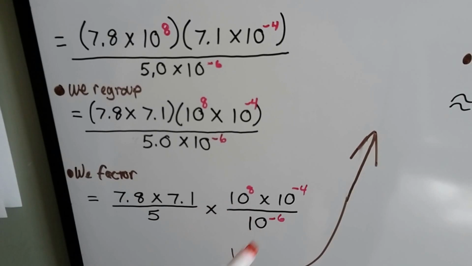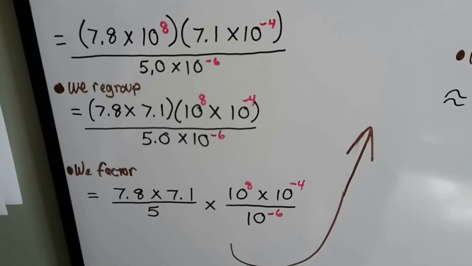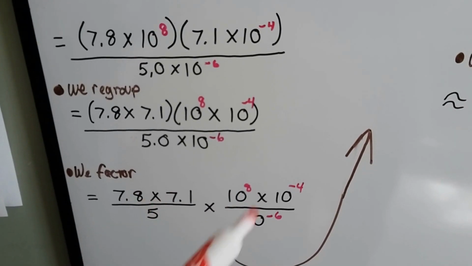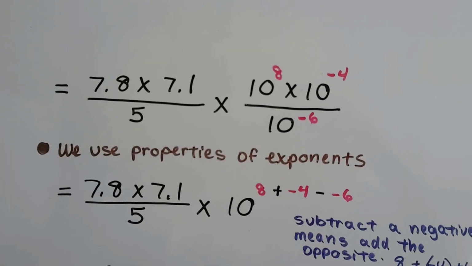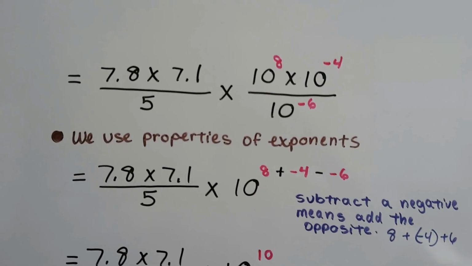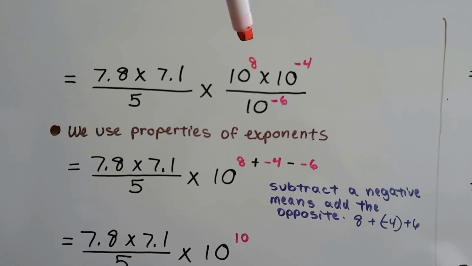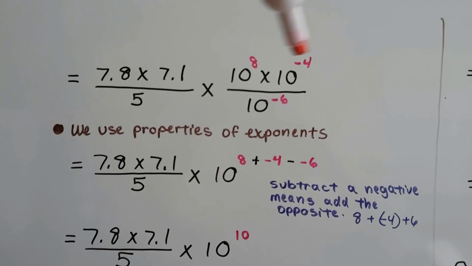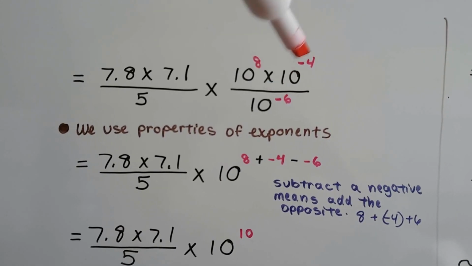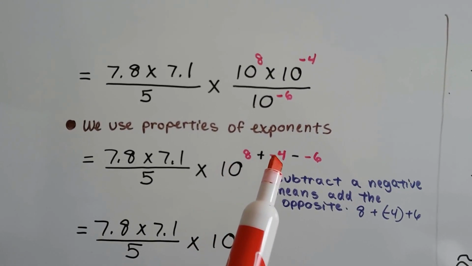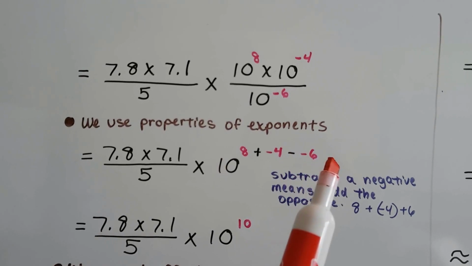So keep this in mind, because I'm going to move this whole thing up on my board, okay? So we've got them factored. The numbers on one side and the powers of 10 on the other, okay? So here they are. Now we're going to use the properties of exponents to do our exponents. And the product property says that we can add these, and the quotient property says that we could subtract these, right? So we end up with 8 plus a -4 minus a -6.